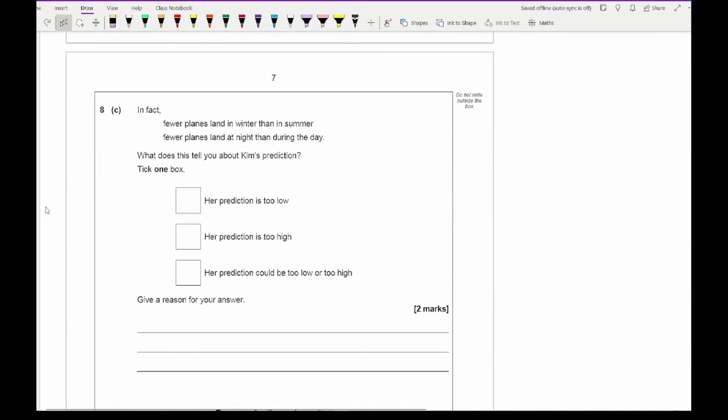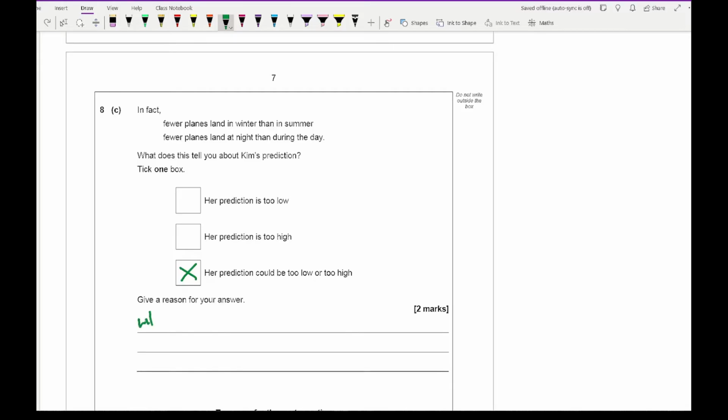For question 8c, it says in fact fewer planes land in the winter and then in the summer, fewer planes land at night than during the day. What does this tell you about Kim's prediction? Well, for this, all we need to state is that her prediction could be too high, or it could be too low. Now the reason for this is because there are fewer landings in the winter. That would make it too low.